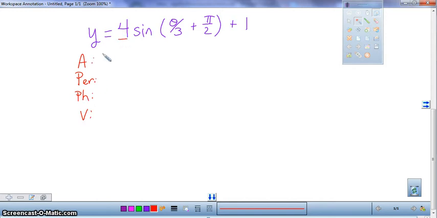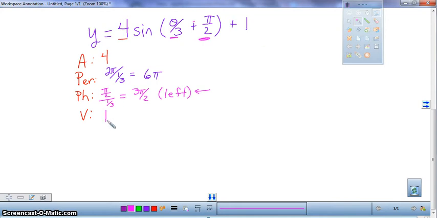Amplitude, 4. Period can be found by taking 2 pi divided by 1/3, which is equal to 6 pi. And phase shift, well, this is the new one. The phase shift, you take this constant out here and divide by this coefficient. So pi over 2 divided by 1/3 gives me 3 pi over 2. And then you look, this is a plus, so that means it's going to go to the left. Vertical shift, we got this one down, +1.